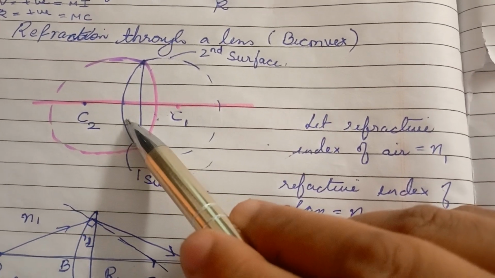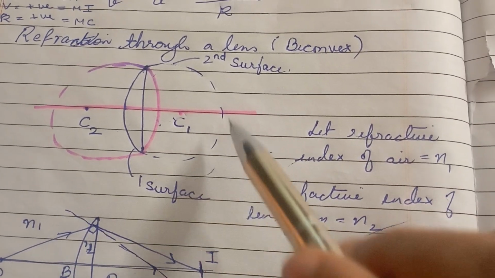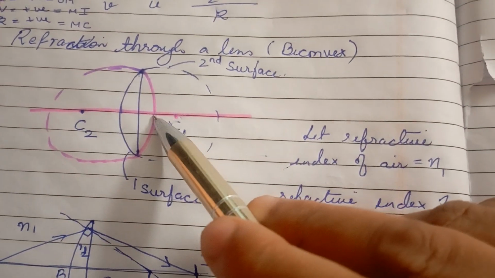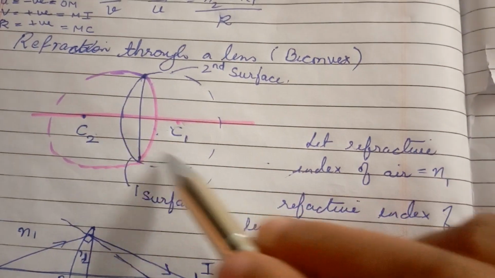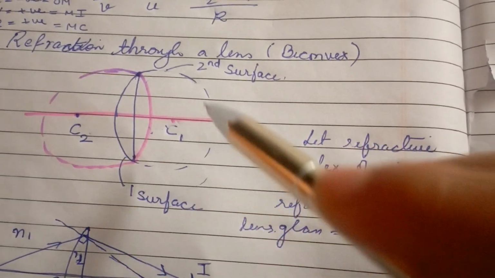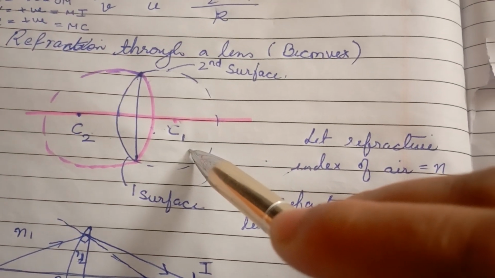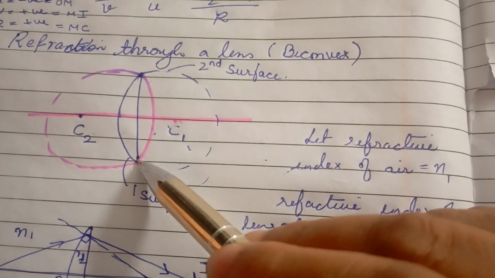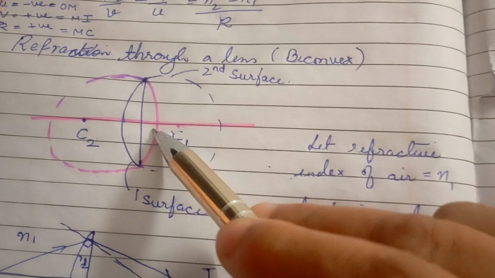So for the blue surface, C1 is the center of curvature of this blue spherical surface. Okay, and for the red spherical surface, C2 is the center of curvature. As I have drawn these circles, you can understand that these lenses have been cut out from these spheres. So C1 is the center of curvature for the blue surface, and C2 is the center of curvature for the red surface.